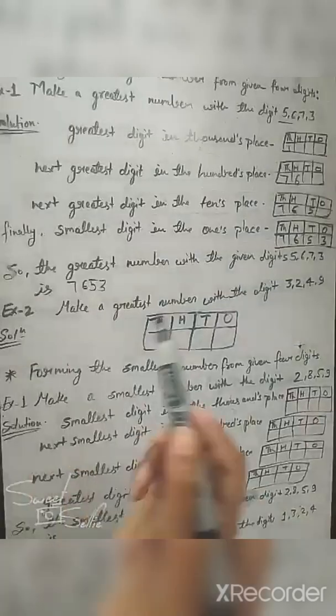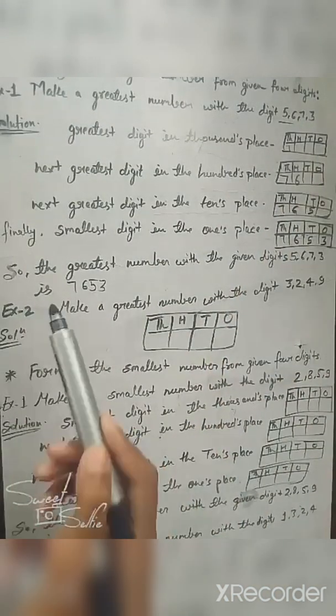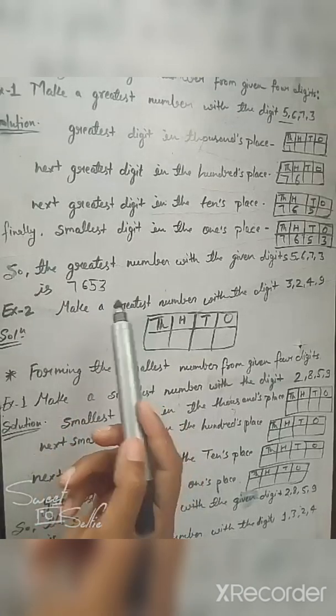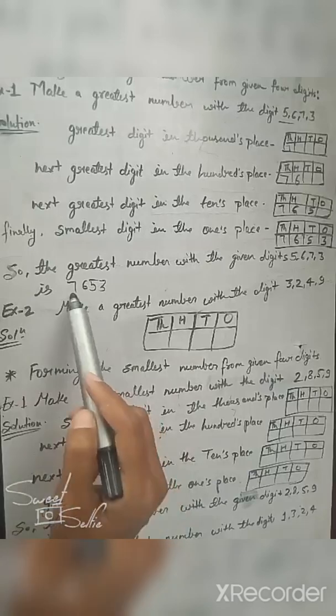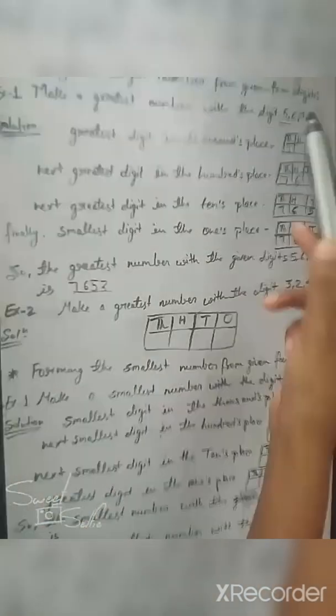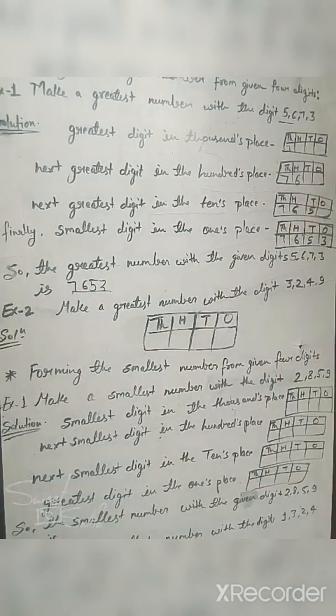मीन्स डिजिट 5673 से बनने वाला ग्रेटेस्ट नंबर कौन सा है? 7653. 7653 से बड़ा कोई भी ऐसा नंबर नहीं हो सकता जो हम 5673 का यूज़ करके बना सकते हैं। ओके, लेट्स सी अनदर एग्जाम्पल. एग्जाम्पल 2.